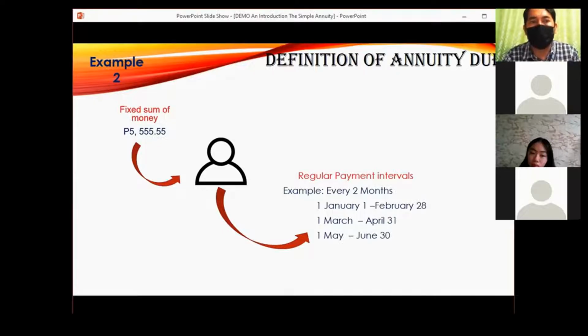Again, pagka-ordinary payment interval, you are going to pay at the end. Pagka-annuity due, you are going to pay at the beginning of the regular payment. Now, is this advantageous to you? Pagka ikaw ang nangungutang, paki-thumbs down kung agree ka. Advantageous ba ito?